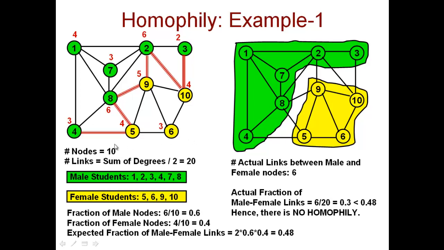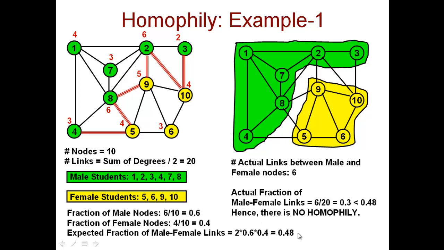Now, among these 20 links, what are the links connecting the male and female students? For that we have to manually look at the graph and count the number of links connecting the male and female students. That's why I'm coloring the nodes, so that you can easily count that. So 1, 2, 3, 4, 5, 6. There are 6 links connecting the male and female students. So the actual fraction of male-female links is 6 divided by 20, which is 0.3.